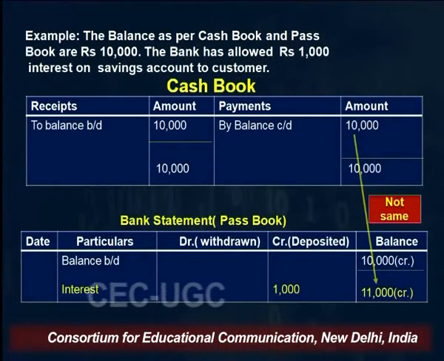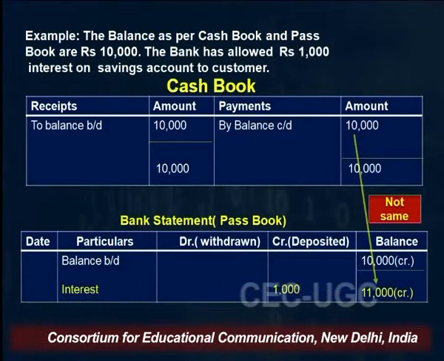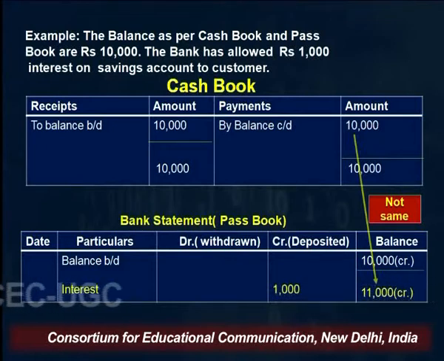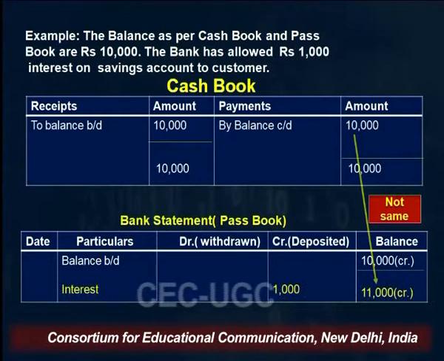So for example, the balances of the cash book and passbook are 10,000. Both books were the same earlier, but the bank has allowed some interest of rupees 1,000 on the savings account. So they have given some interest on our savings. This is depicted in the passbook, and the balance of the passbook goes up to 11,000, but the balance of the cash book remains the same, that is 10,000. So again there is a difference of rupees 1,000, the books are not the same, and there is a need to reconcile both books.